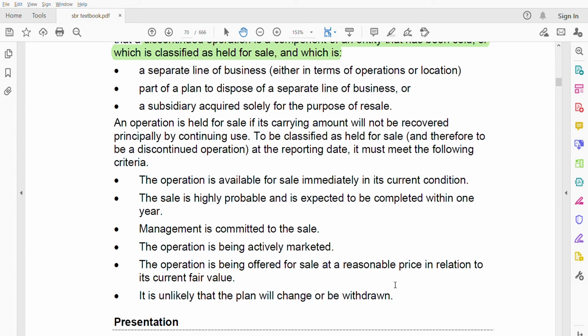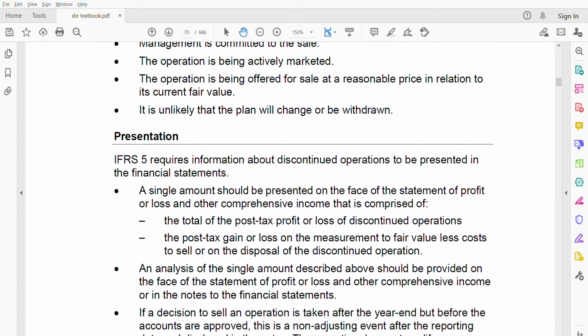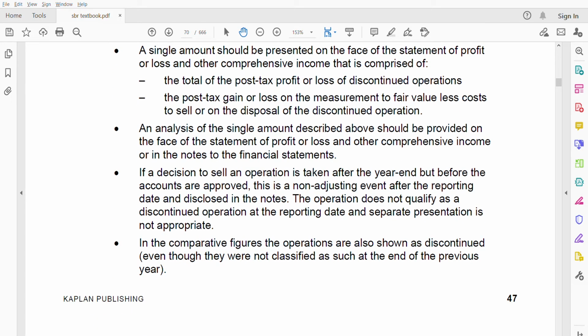So these are the definitions we were going through. Now let us go to the presentation part. IFRS 5 requires information about discontinued operations to be presented in the financial statements. How does it want you to present? It's not the way you want, it's how they want you to present. So, 1, 2, 3, 4.